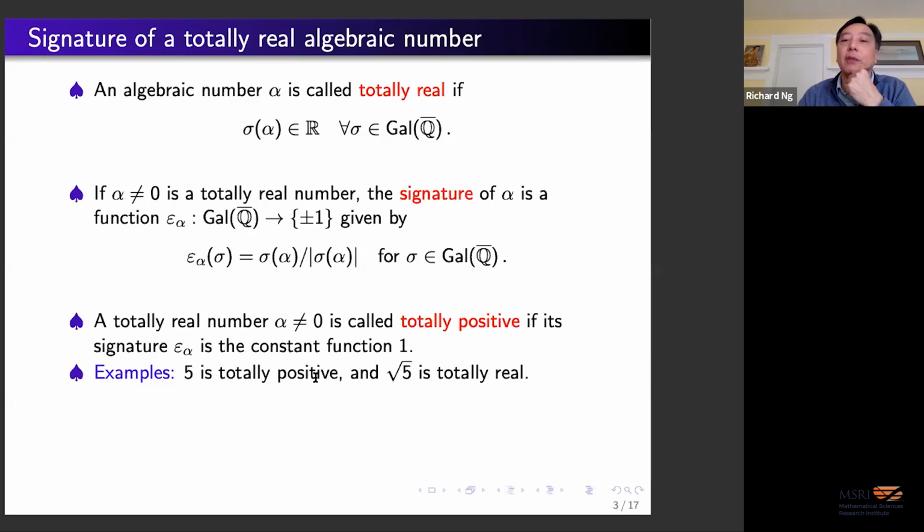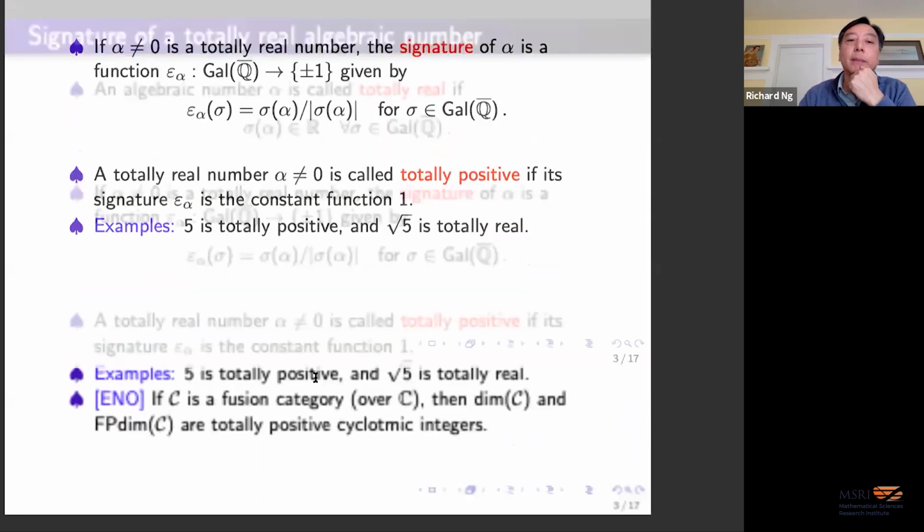But square root 5 is not totally positive because you could get negative square root 5 when you do the Galois conjugate. So you have a sign and you have a sign there. You have negative square root 5 and positive square root 5, depending on the automorphism. So basically, there are 2 types in this case.